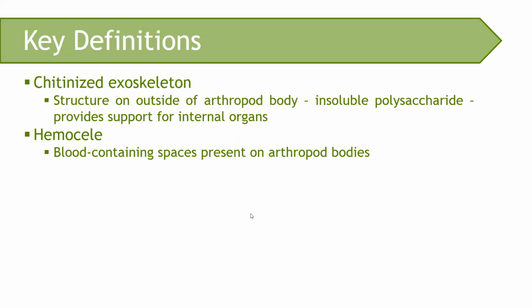To start with, let us discuss what we mean by chitinized exoskeleton. This is a feature that can be seen in arthropods. This chitinized exoskeleton is unique to arthropods. This is what we call a structure outside the body of the arthropods. There is an insoluble polysaccharide, which provides support to the internal organs of the arthropods. And that's the outer covering of the body of our arthropods.